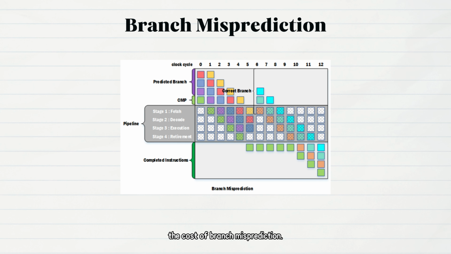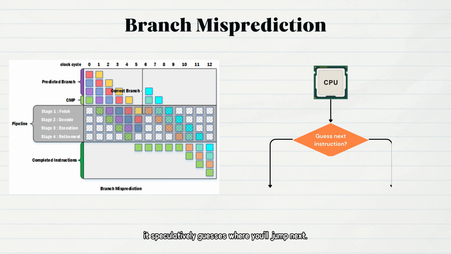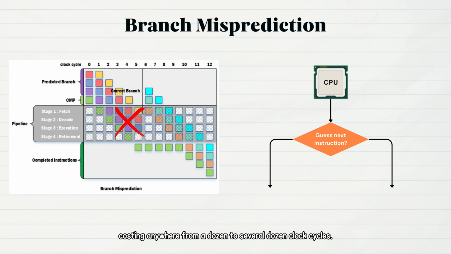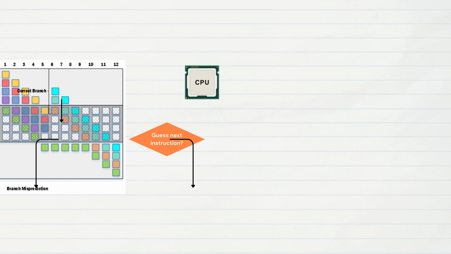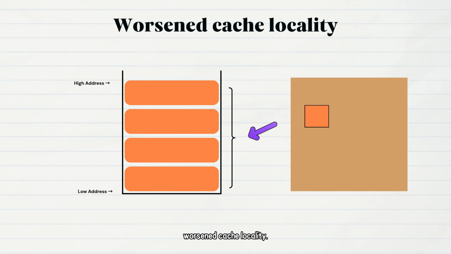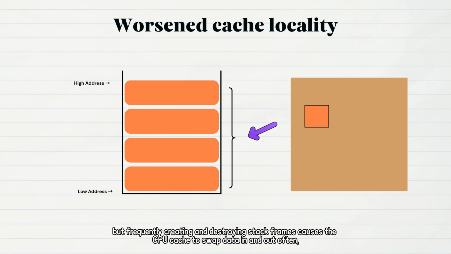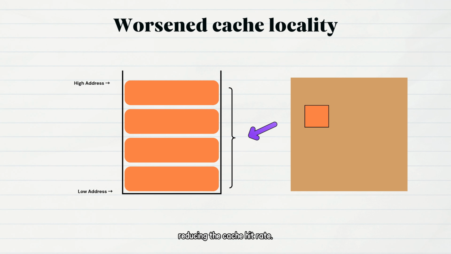First, the cost of branch misprediction. The CPU works on a pipeline. It speculatively guesses where you'll jump next. Instructions like call and ret are indirect branches. If the guess is wrong, the entire pipeline must be flushed, costing anywhere from a dozen to several dozen clock cycles. Second, worsened cache locality. The stack is a contiguous block of memory, but frequently creating and destroying stack frames causes the CPU cache to swap data in and out often, reducing the cache hit rate.